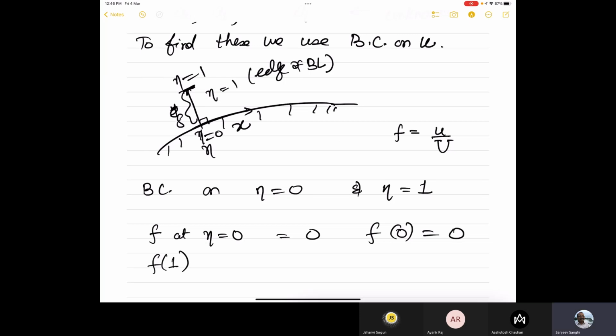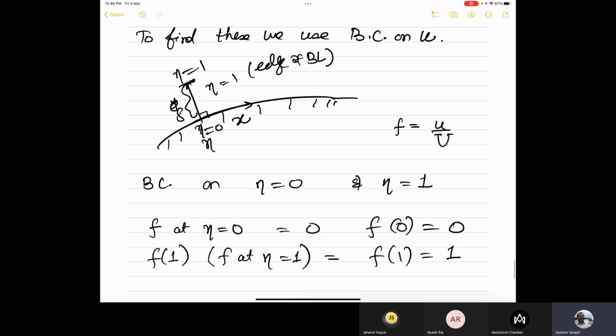And what is f of 1? What do you expect f at eta equal to 1? f is small u upon capital U. So what will be the value of f if small u is equal to capital U? It will be 1. Does everybody understand this? Yes, sir.